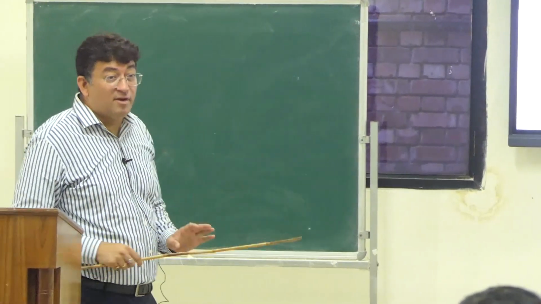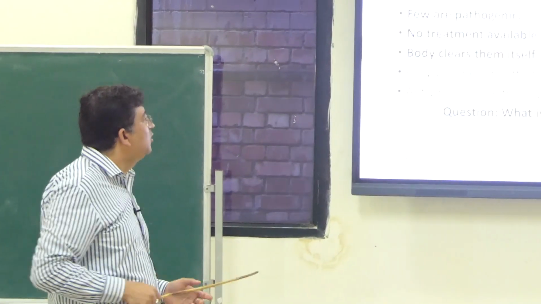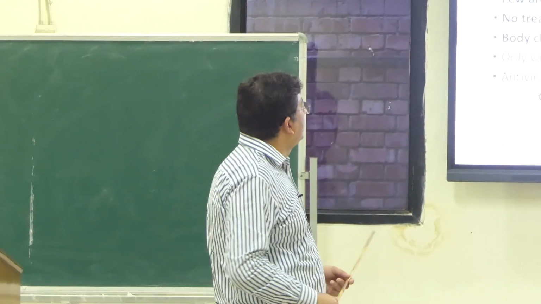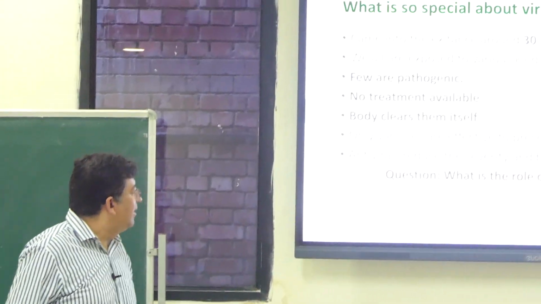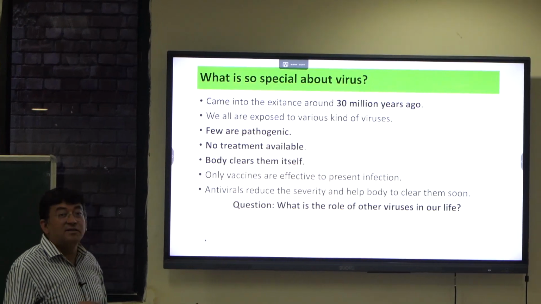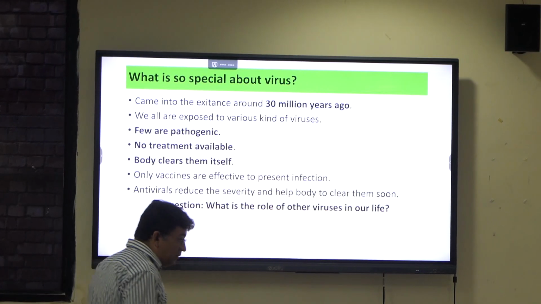So no cure is available, but treatment is there. It should be read as no cure is available. You cure the viral infection by yourself. The body clears it by itself. Only vaccines are effective. So what is the role of other viruses in our life? This is an important thing we should know.